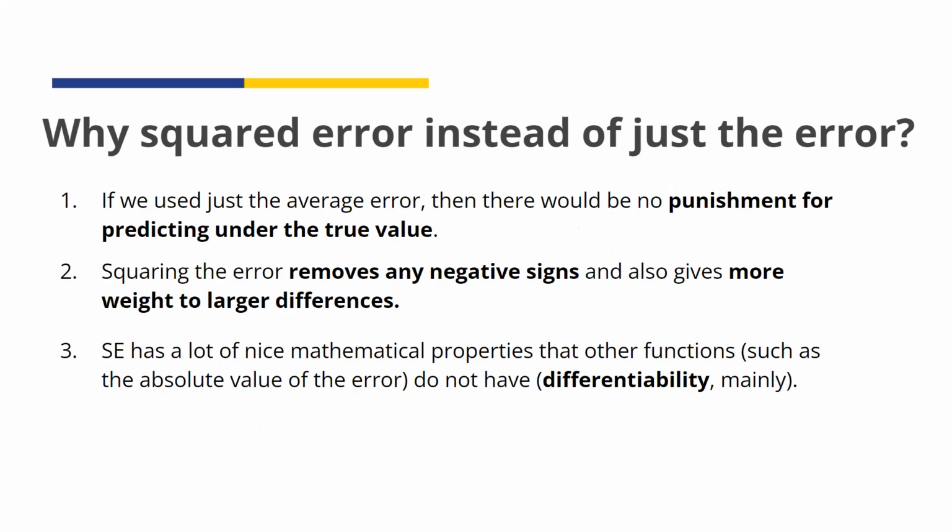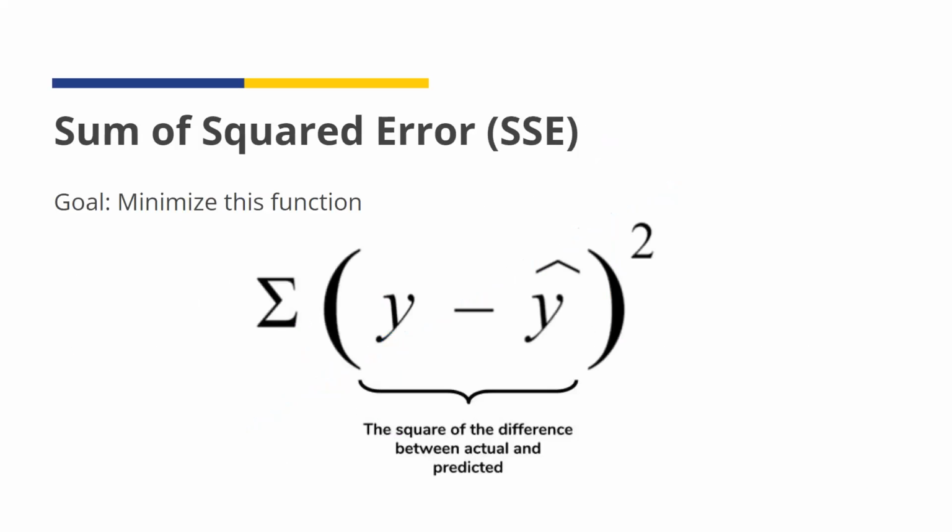This also happens to have a lot of nice mathematical properties, like differentiability. Again, don't worry too much about that. I'm not going to go over any high-level math on that end, but it's just something to keep in mind. That's why sum squared errors will be used in terms of regression.